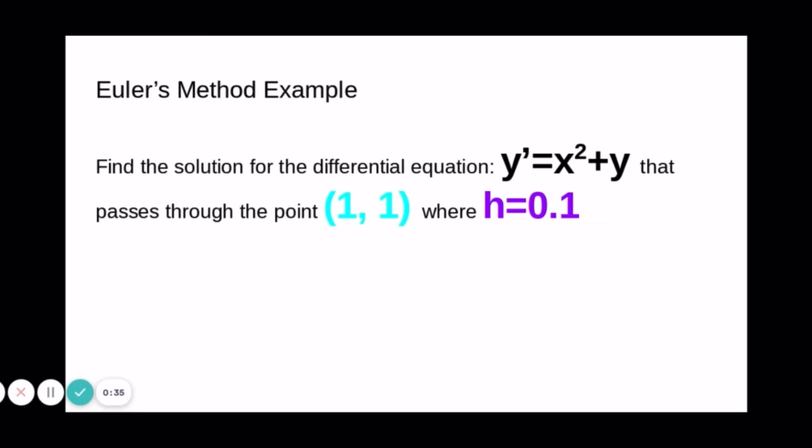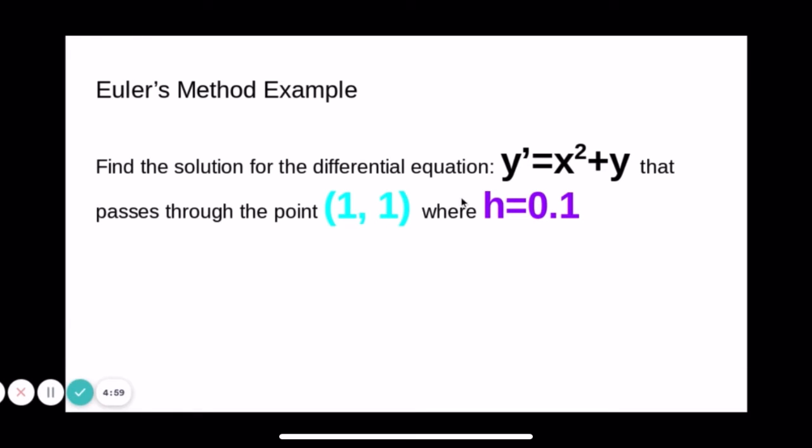So our Euler's method example. We are going to find the solution for the differential equation y prime equals x squared plus y that passes through the point 1, 1, where h equals 0.1. So this is our differential equation, and our initial conditions are 1, 1. So we are finding the particular solution of this differential equation that goes through the point 1, 1. And we're finding it by moving along a series of tangent lines to find new points, and we're moving along those tangent lines by the change in x, 0.1.